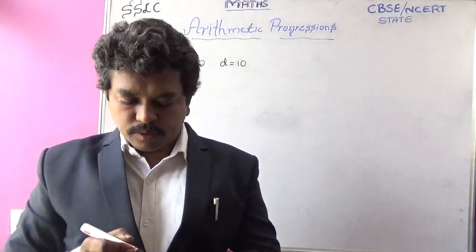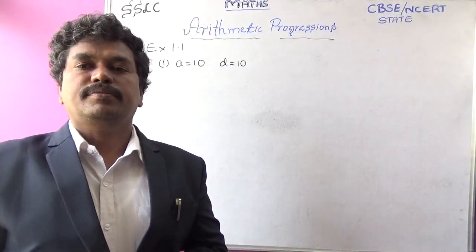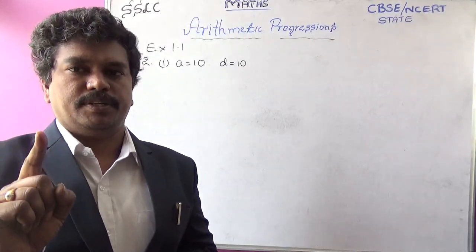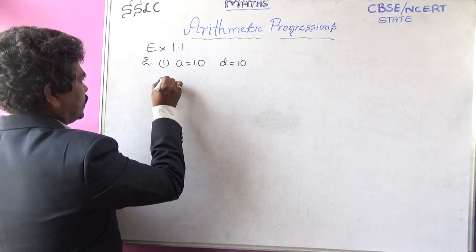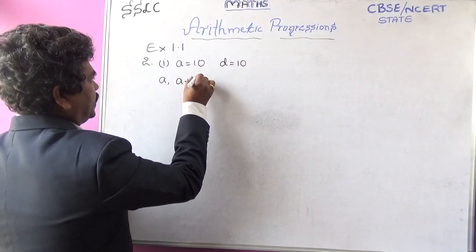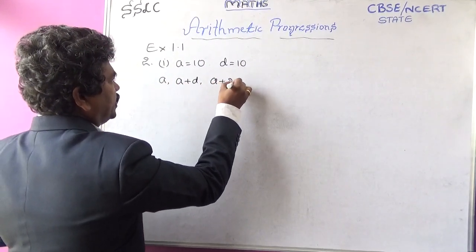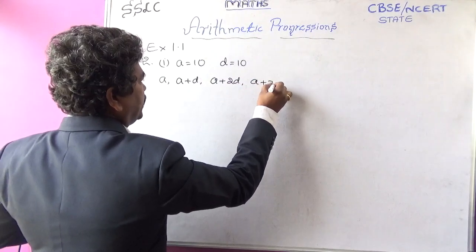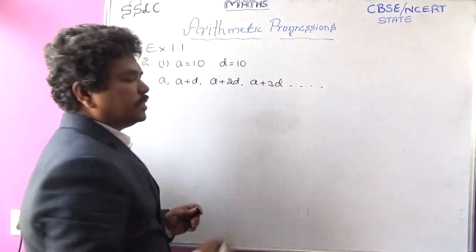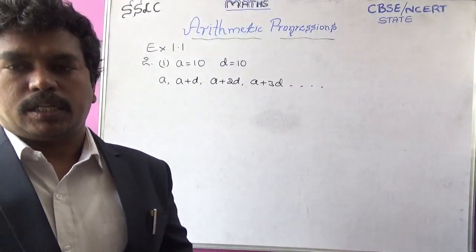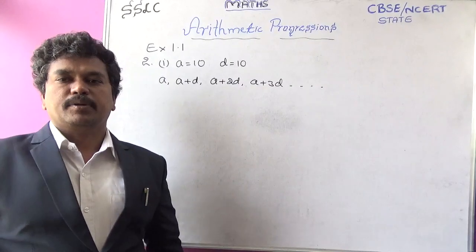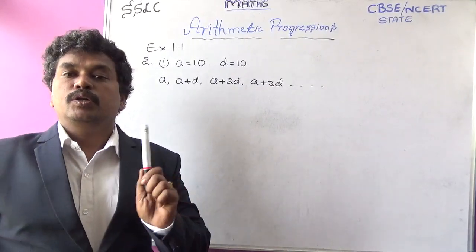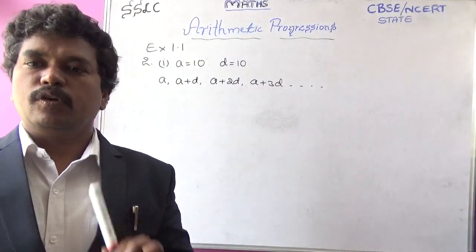I gave you the general form of the arithmetic progression in the first video. The general form is A, A plus D, A plus 2D, A plus 3D, and so on. By using this general form, we have to write the arithmetic progression. This helps you to solve the 3 and 4 marks questions.